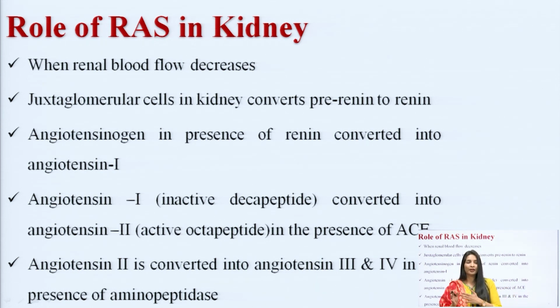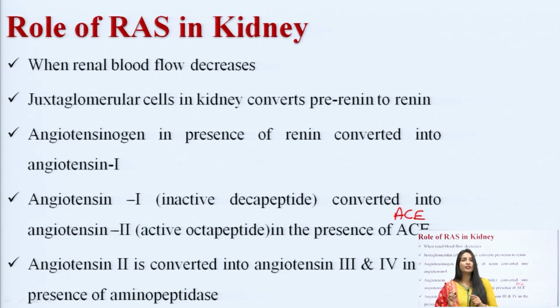pro-renin to renin, and with the help of renin, the angiotensinogen will be converted into angiotensin 1, which is an inactive form, no doubt in it. After that, it will be converted into angiotensin 2 in the presence of angiotensin converting enzyme, which I will shortly represent as ACE. So, what is ACE? Angiotensin converting enzyme. It is an enzyme which helps to convert angiotensin 1 to angiotensin 2.